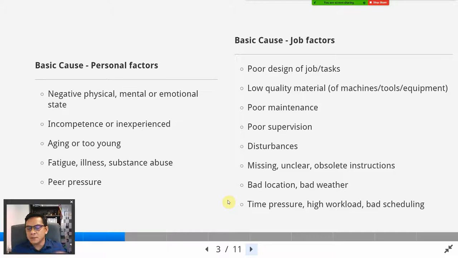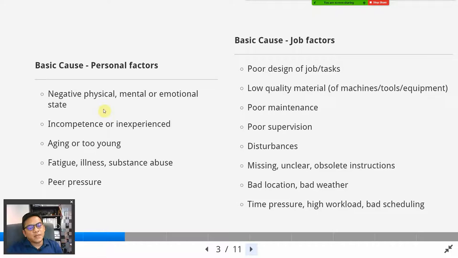It might be personal factors. It might be job factors. It might be a combination of both. That explains why people behave in such a way. That explains why the job becomes in such a way. So personal factors, these are some of the examples, not all.